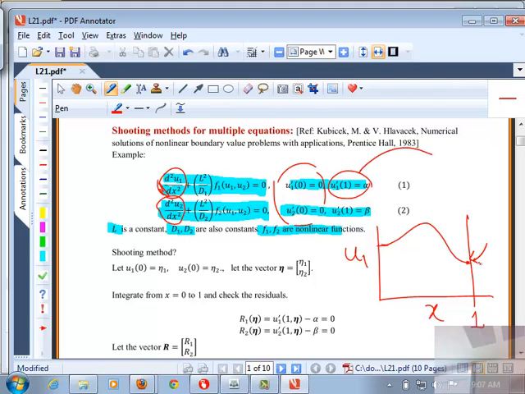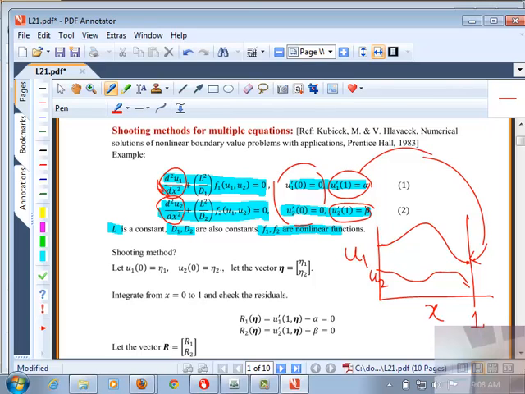Do you understand that? Conceptually, that's what we need to do. We need to come up with two guesses. I've just shown you one, so there will be another one for U2. I make a guess for U2, but U2 prime is given, so using that I integrate, and on the other side I need to check whether the slope is equal to beta. If it is, then I have made the right guess. So what I need to do is develop a systematic procedure where I can change my guesses U1 and U2 so that I will reach my target.